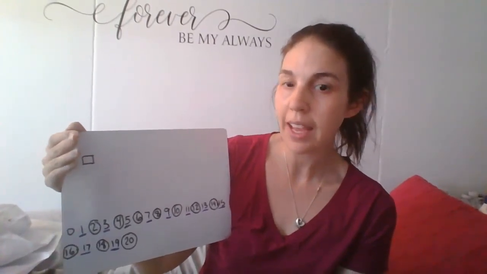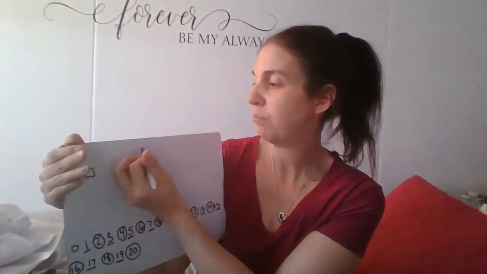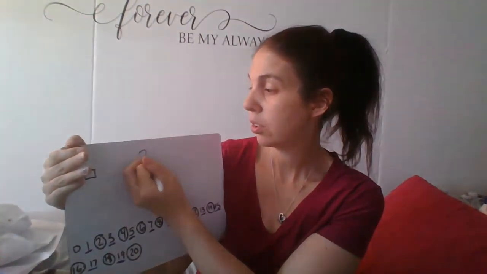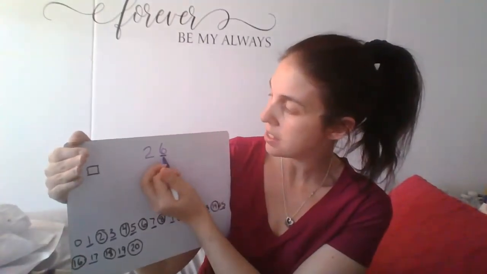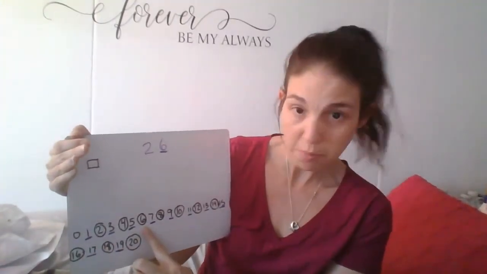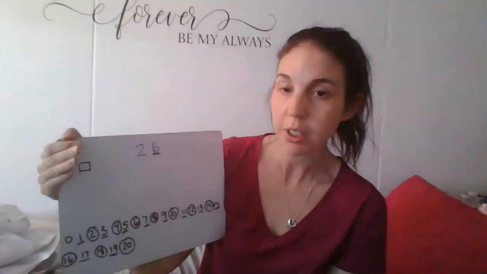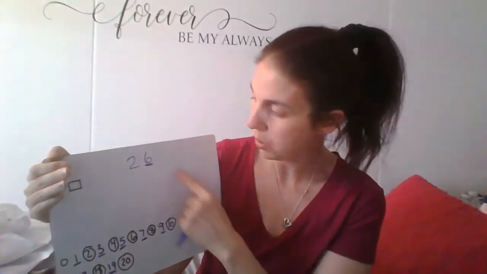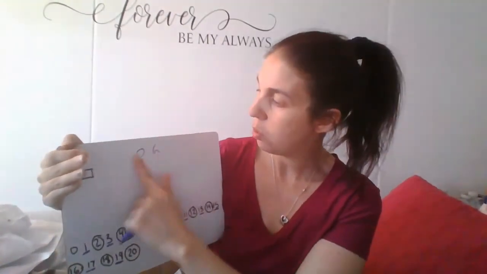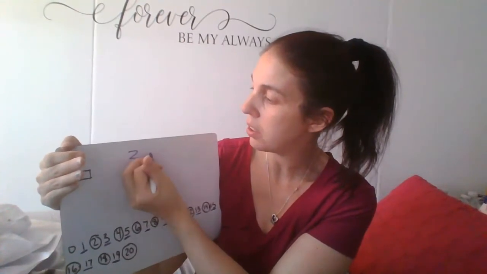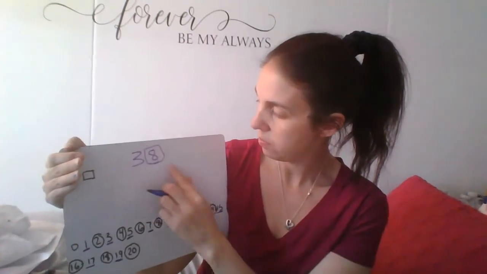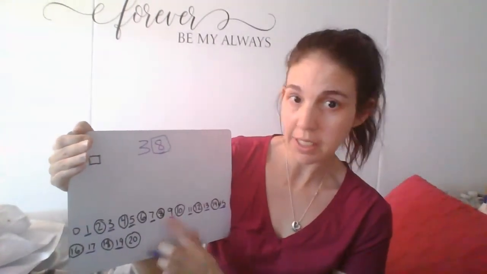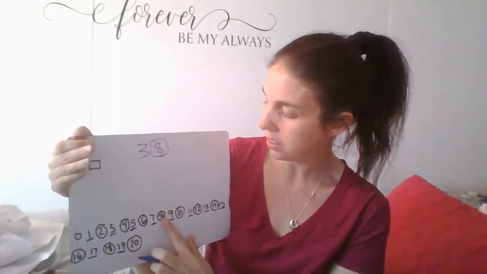So what if I gave you a number, let's say 26? You're going to look at your ones place, 6. Let's look. Oh, 6 is even. 26 is an even number. You can break it up into two equal groups. 26 would be even. What if I gave you the number 38? Look at your ones place. 8 is even. 38 is an even number.